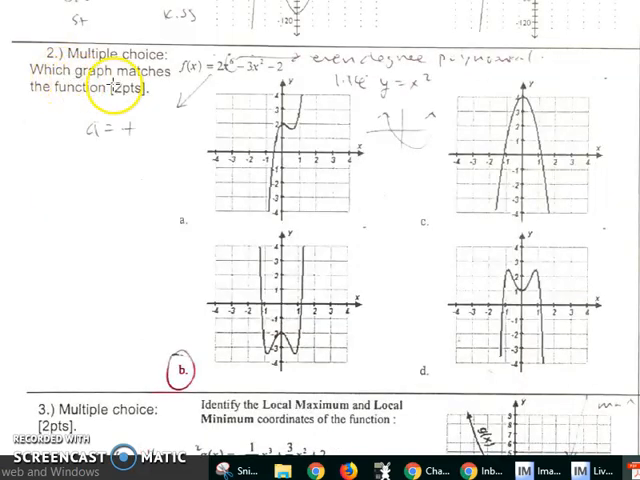Question number 2, which graph matches the function? I have f of x equals 2x to the 6th minus 3x squared minus 2. Written in descending order: x to the 6th, x to the second, x to the 0. I'm just looking at the exponents for descending order, and the highest degree there is a 6. 6 is an even number, right? Divisible by 2, no remainder.